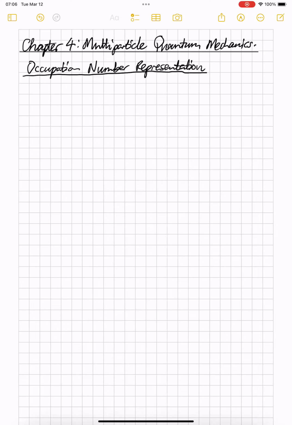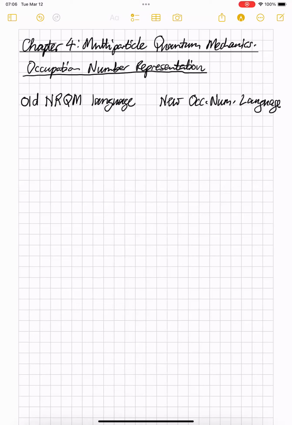So I'm going to start off, and I'm going to draw two columns. This is the old non-relativistic quantum mechanics language. And then over here, we will have the new occupation number language. And I just want to give you a list of states using both descriptions.